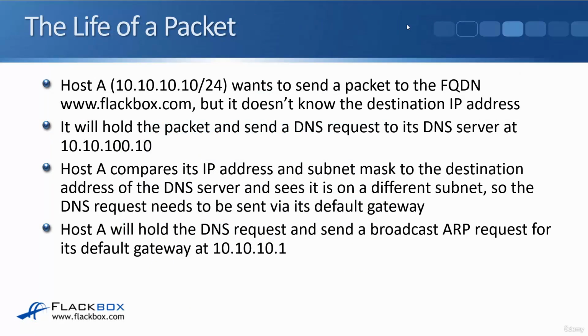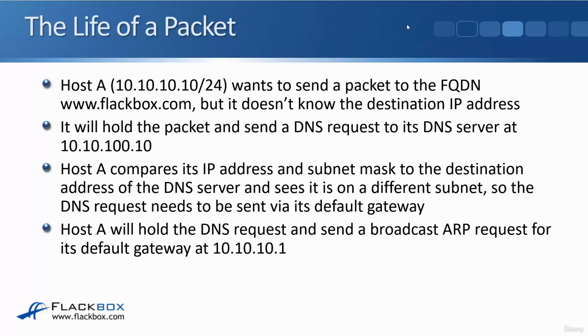So host A, which is at 10.10.10.10/24, wants to send a packet to the FQDN of www.flakbox.com, but it doesn't know the destination IP address. So it will hold on to that packet, and in the meantime, it will send a DNS request to its DNS server at 10.10.100.10. So the host already knows its IP address, its subnet mask, its default gateway, and its DNS server.